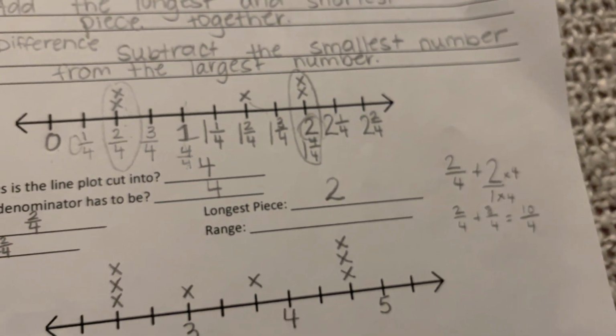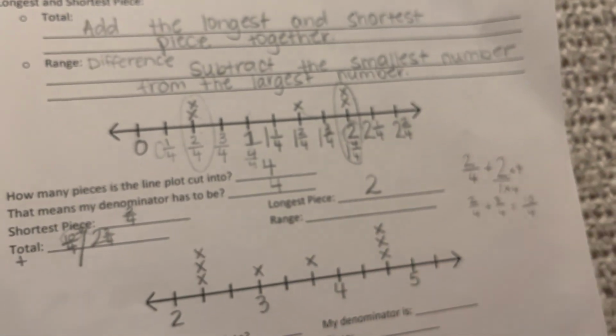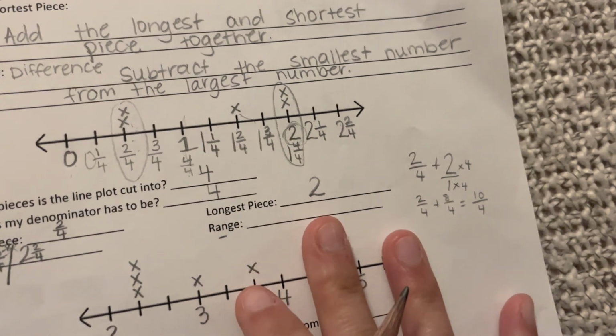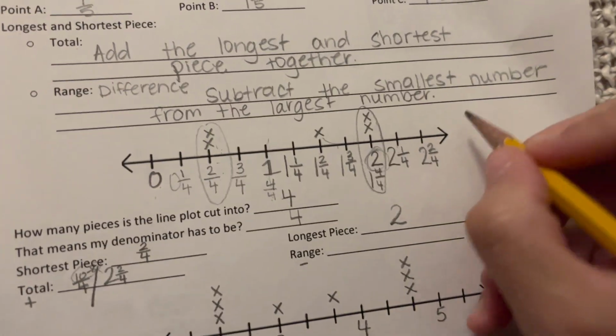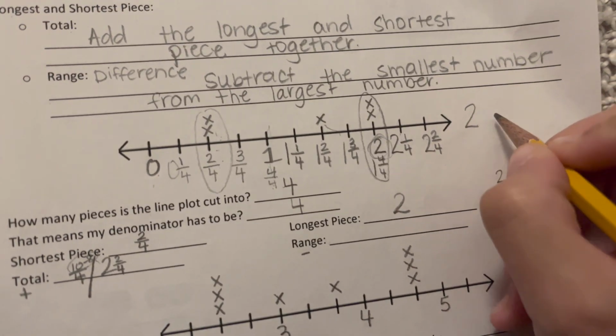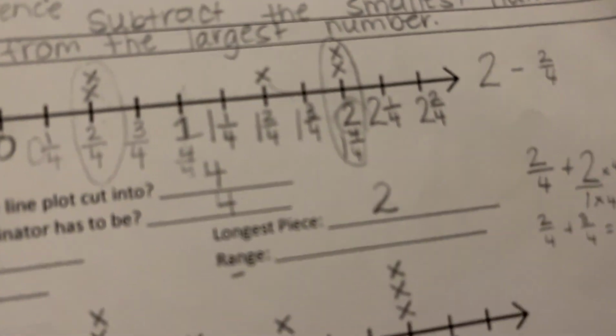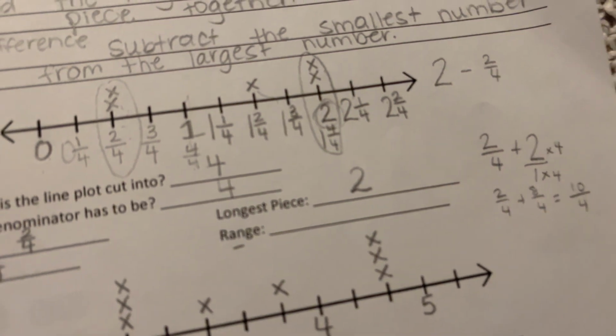When you do the range, range is subtraction. So total's addition, range is subtraction. I need you to put the bigger number in the front. That's my bigger number. My bigger number is 2. We're going to take 2/4 away. If you can figure out what that would be, cool. Okay?